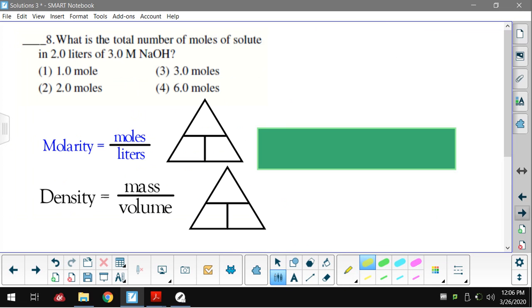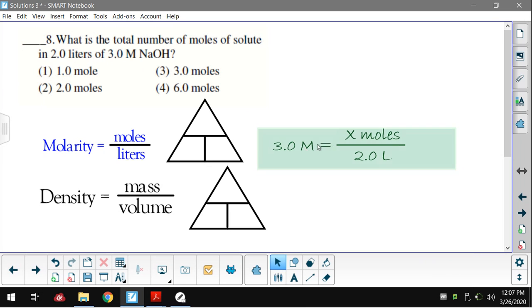Number 8 says, what's the total number of moles of solute in 2 liters of 3 molar solution? All right, so molarity equals moles over liters. We're looking for moles. Again, it's one of these. We have 3 molarity equals X moles over 2, so cross multiply, you get 6.